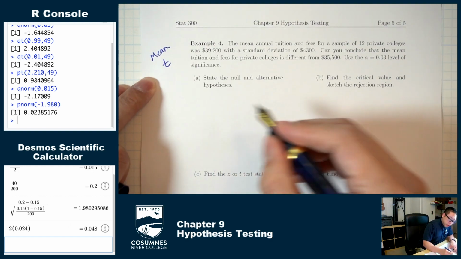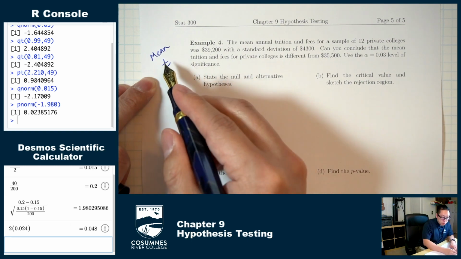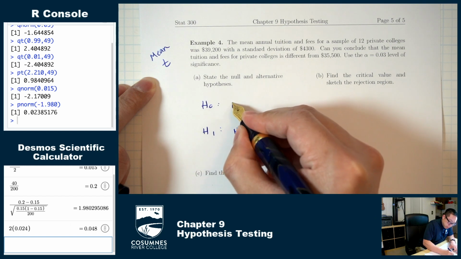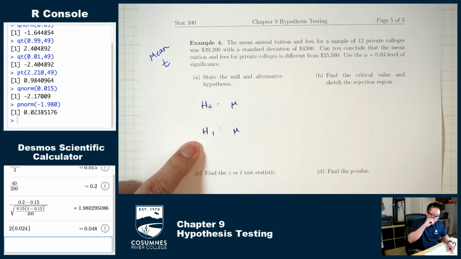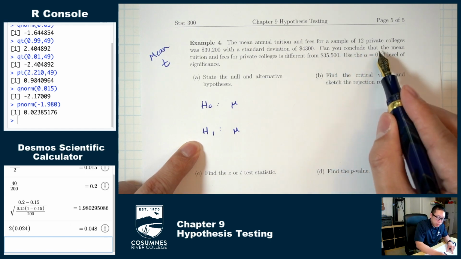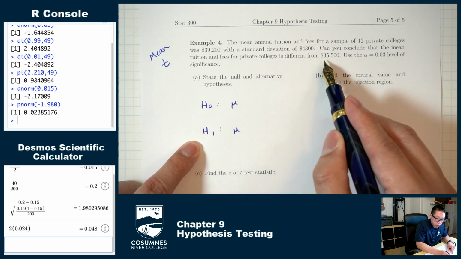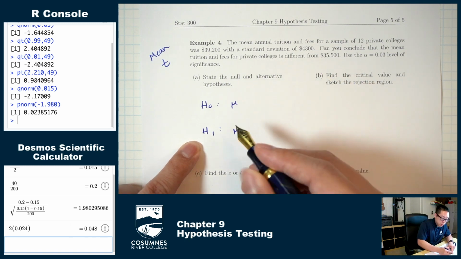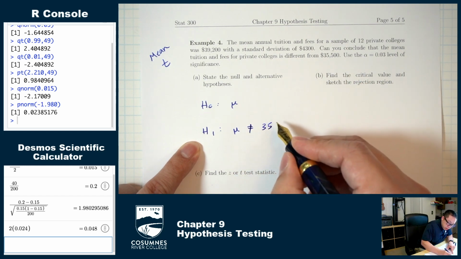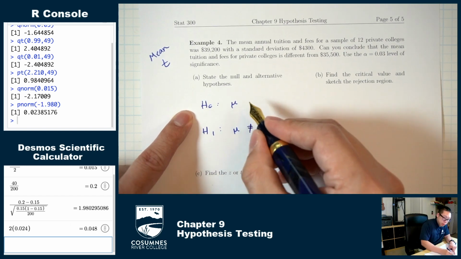Part A, H0, H1. Because we're talking about means, let me use the correct mean symbol, which is mu. H1 is usually the easiest one for me to do first. It comes straight from the question. Can you conclude that the mean tuition and fees for private colleges is different from 35,500? So different, is it not equals? 35,500. H0 should be exactly the same except with an equals in between.